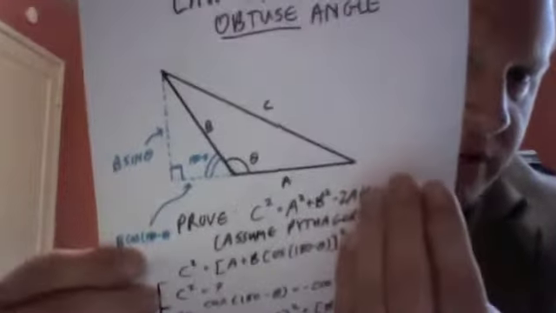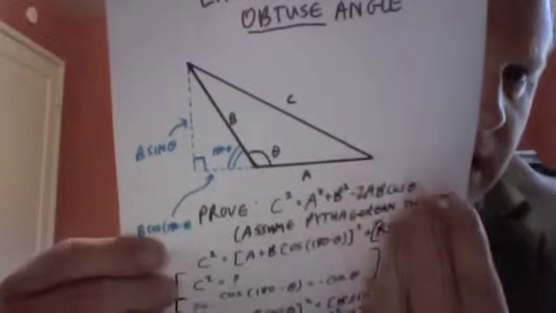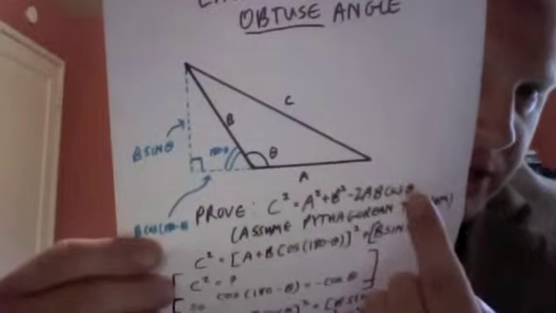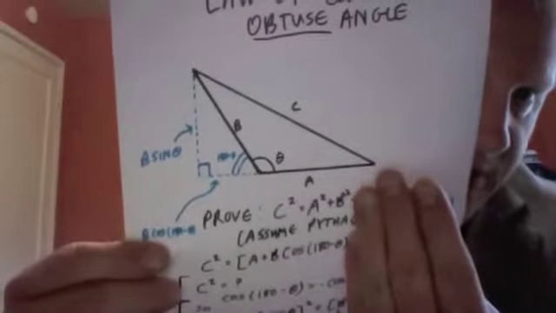Now, notice that if I had a perfect right angle, and I had proven the law of cosines some other way other than using the Pythagorean theorem, my cosine would be of 90 degrees, well, that would be a cosine of 0, and I would have the Pythagorean theorem, knowing the law of cosines.